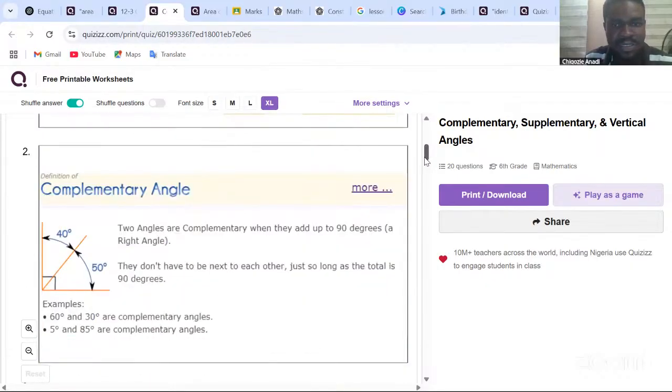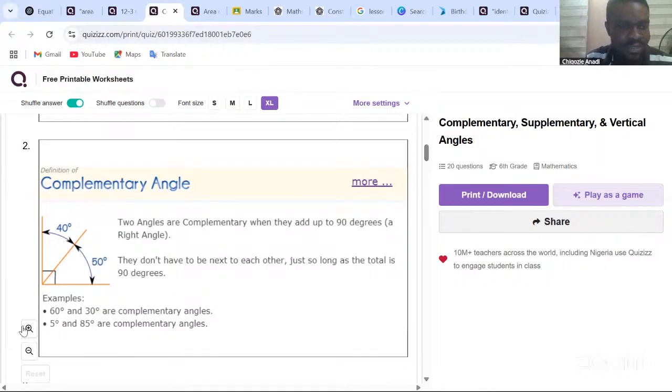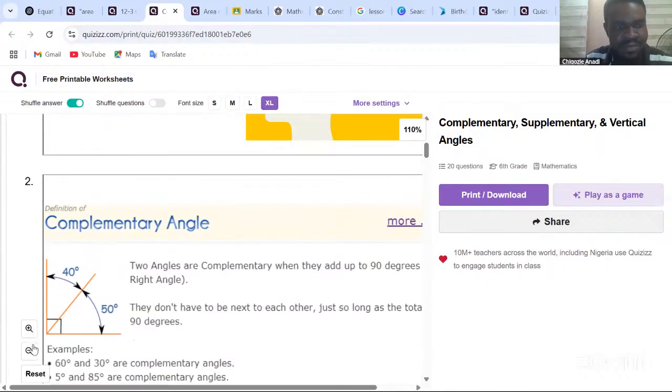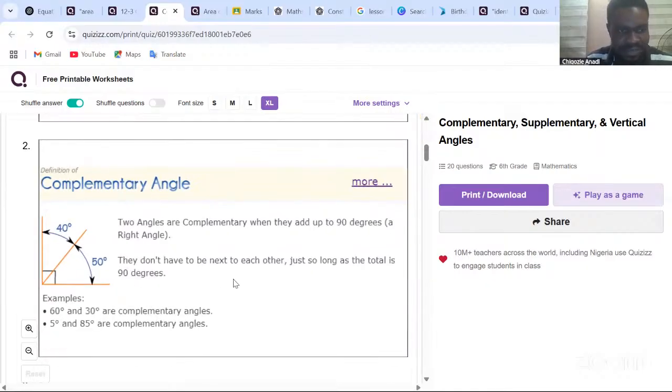Let me take this down. What is a complementary angle? Two angles are complementary when they add up to 90 degrees, a right angle. Very good. A complementary angle is formed when two angles add up to 90 degrees.